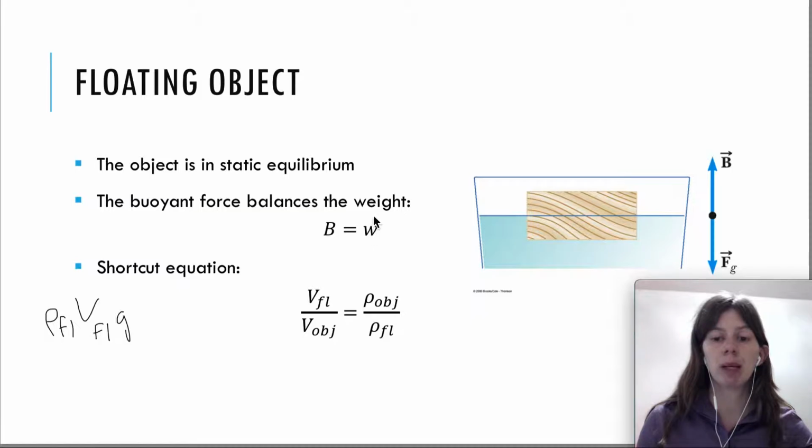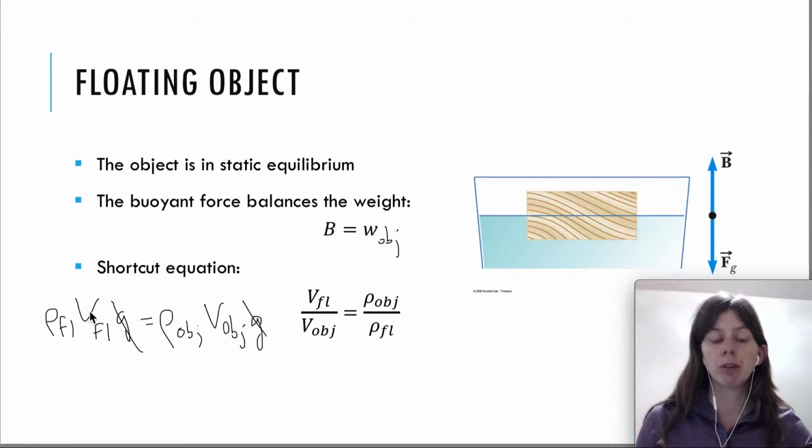And then we could replace the weight of the object here. This is the weight of the object. We could replace that by density of the object, volume of the object times g. Just look at the previous video if you don't know where this comes from. So the g's cancel out in this equation.